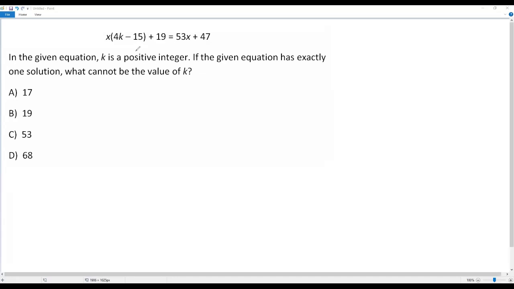Here we have a SAT math problem. Okay, let's go to the question. x(4k − 15) + 19 = 53x + 47. In the given equation, k is a positive integer. If the given equation has exactly one solution, what cannot be the value of k?